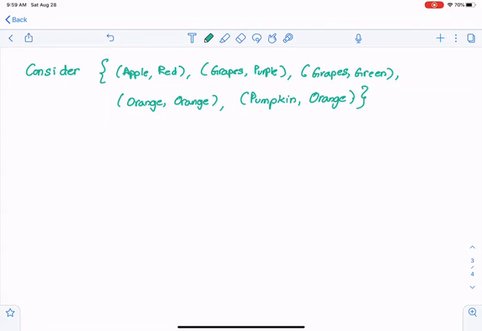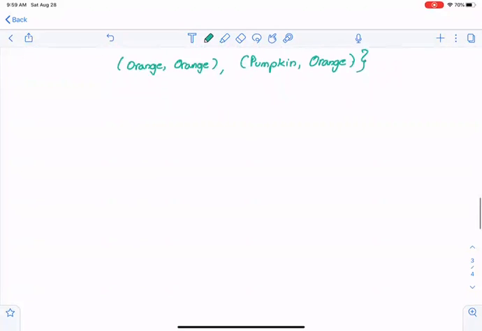So the X values are all fruits, and the Y values are their colors. So I have apple, considering red, of course, there are green apples, grapes, purple, grapes, they can also be green, orange, they are orange, pumpkin, orange. So those are my pairs, and I'm going to put them in the representation that I have.